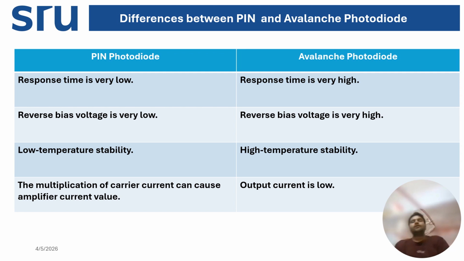So this is all about the PIN photodiode and the avalanche photodiode. Both diodes work under reverse bias, but the PIN photodiode requires a very low reverse bias voltage and the avalanche photodiode requires a very high reverse bias voltage.